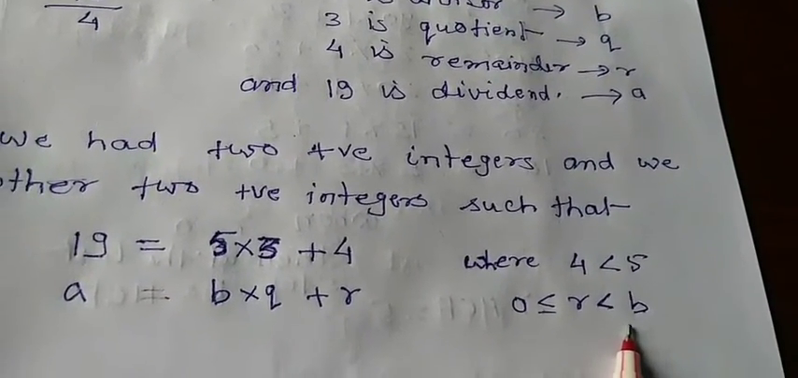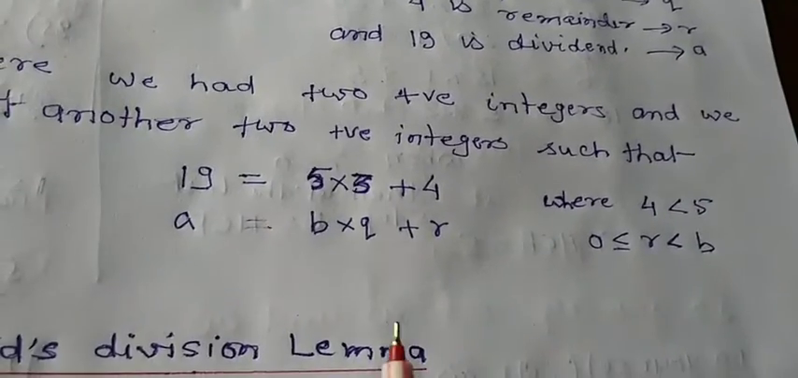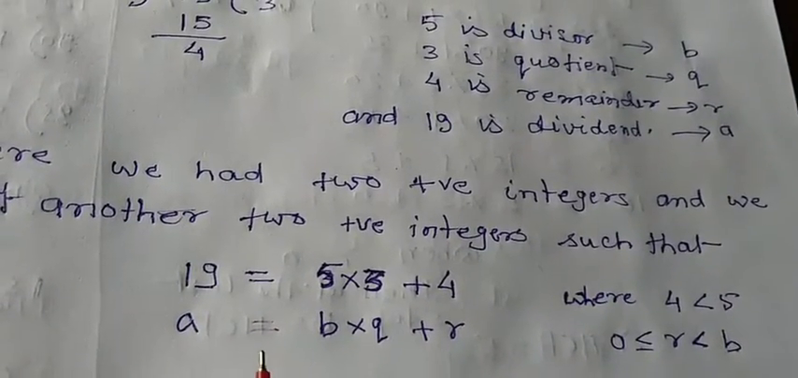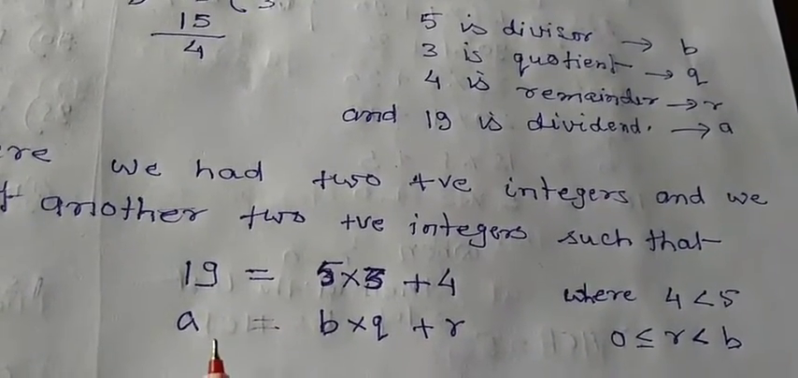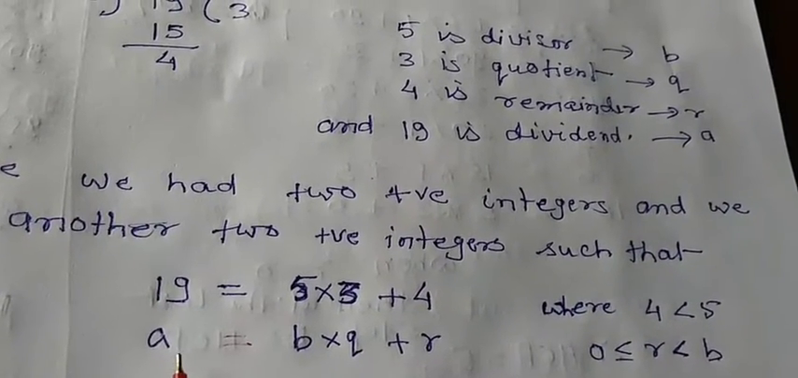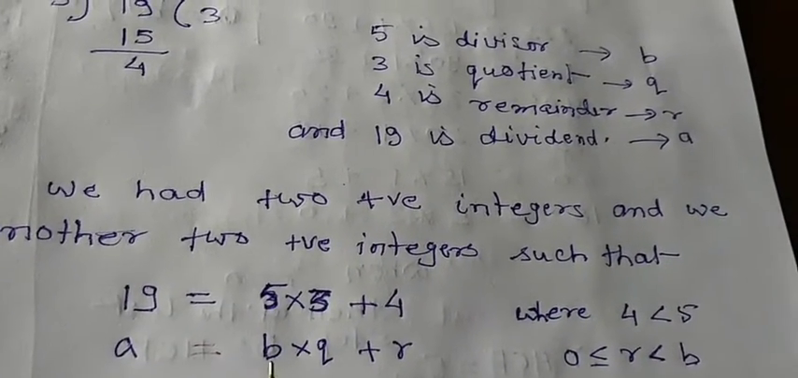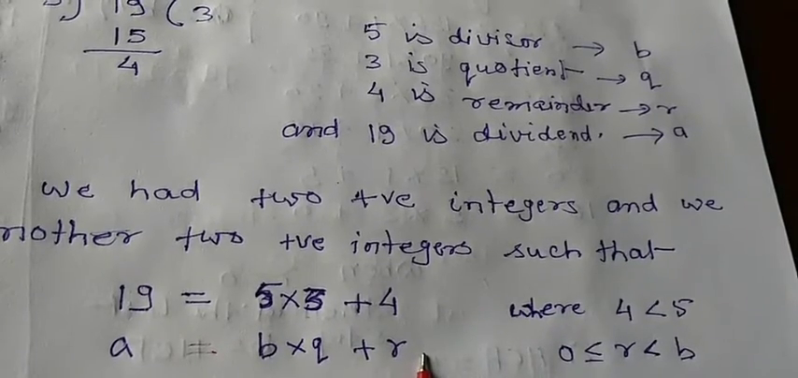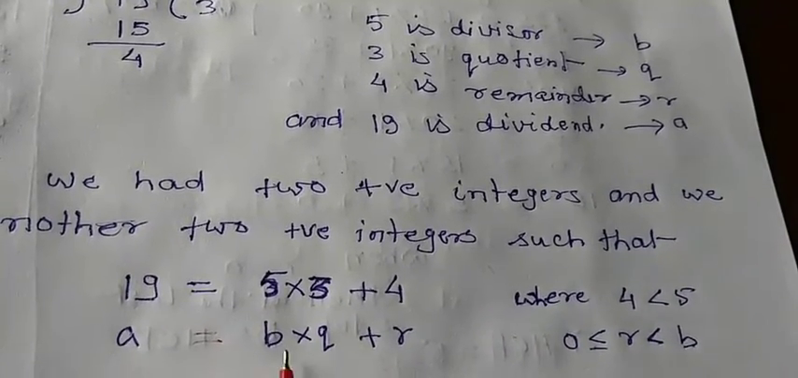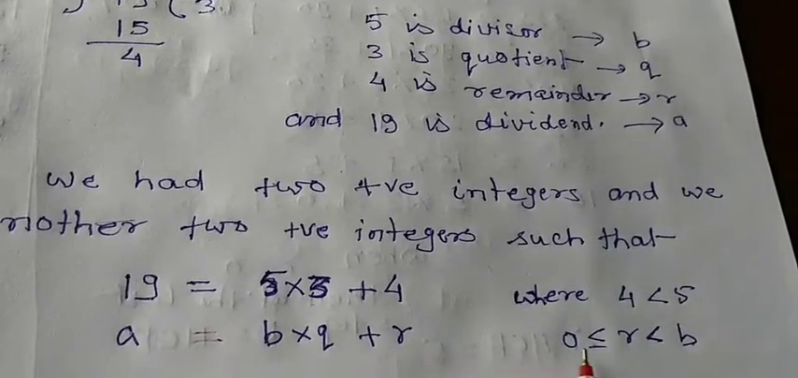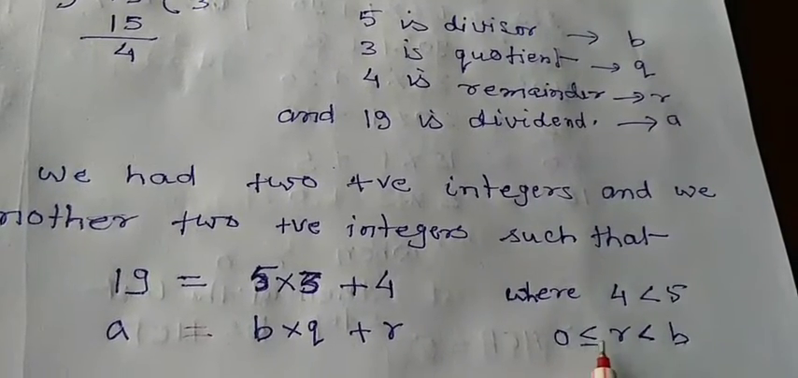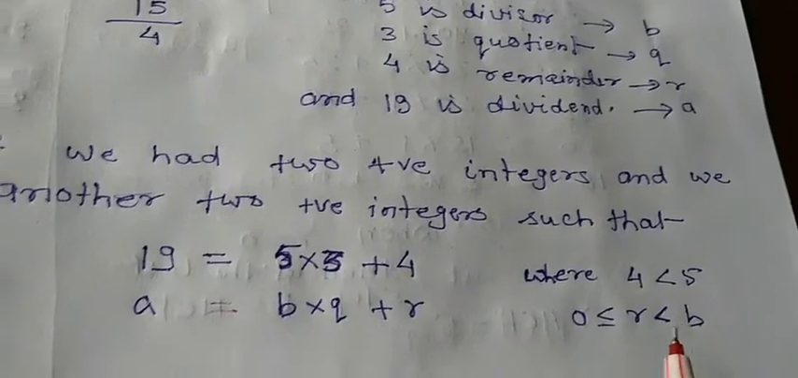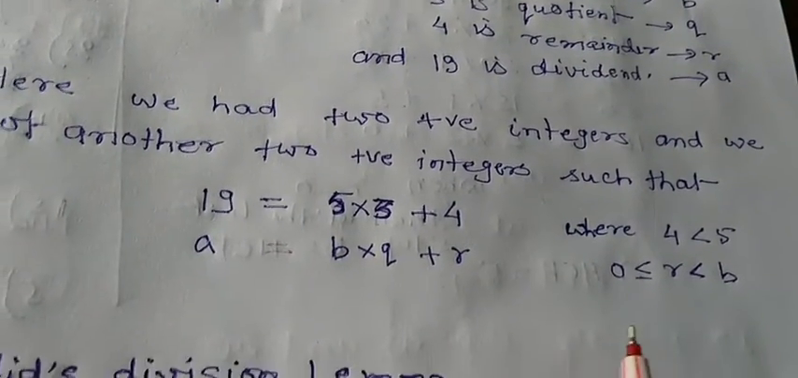Okay, now come to the point. So what we just found: if we had two numbers A and B, we got two numbers Q and R, such that we can write A = B × Q + R, and 0 ≤ R < B. So this is actually Euclid's division lemma.